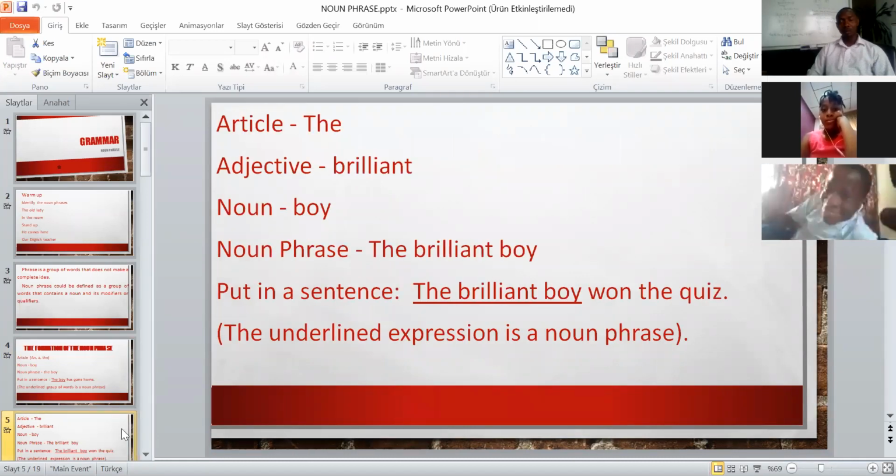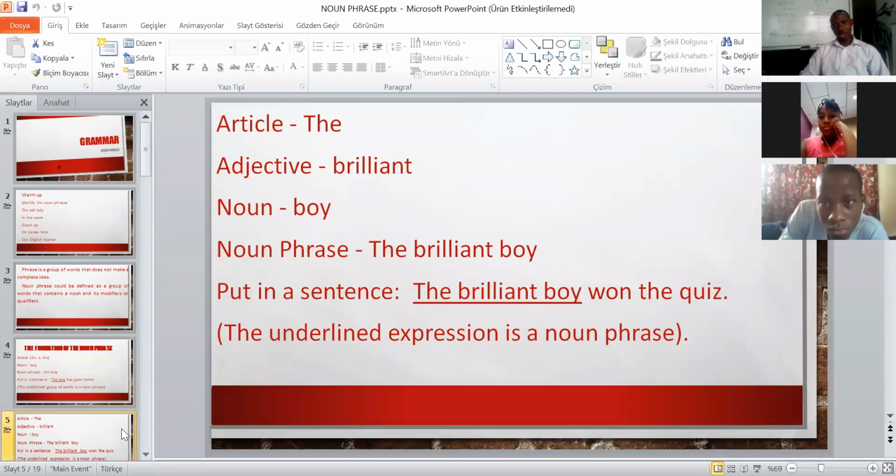We have article, the, adjective, brilliant, noun, boy. Then the noun phrase there is the brilliant boy. Put in a sentence, the brilliant boy won the quiz. So check, the underlined expression is a noun phrase. Then we'll take the next slide.